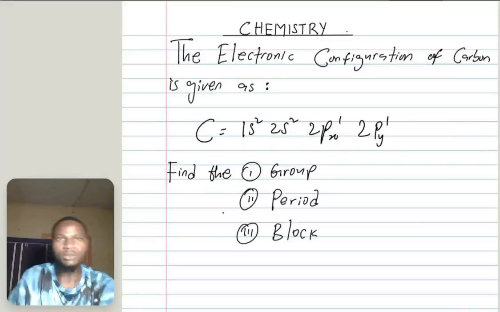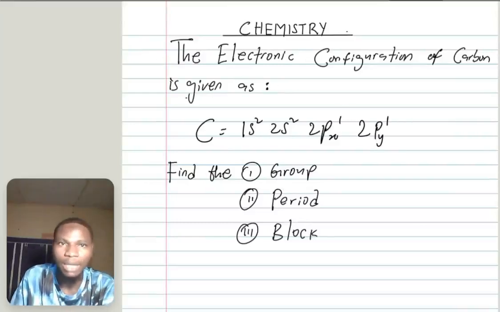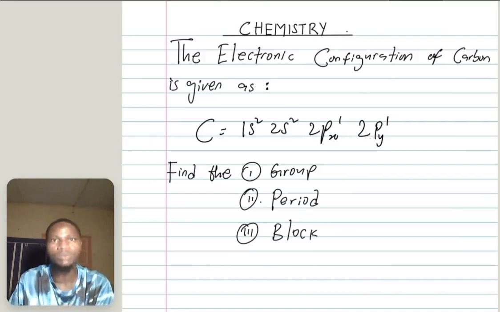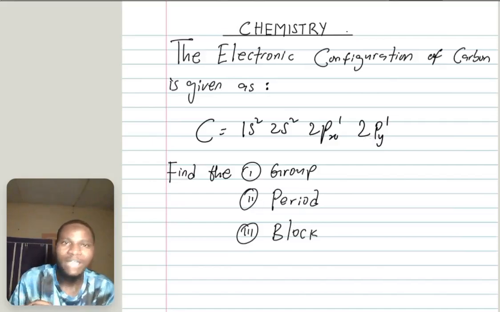Let's look at this question. The electronic configuration of carbon is given as 1s2, 2s2, 2px1, 2py1. We are asked to find the group, the period, and the block carbon belongs to. Now observe. Let's solve the first question.